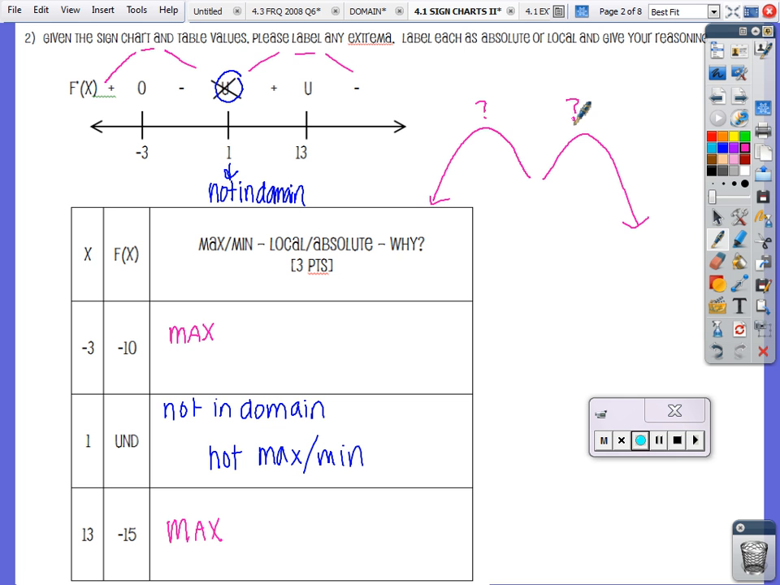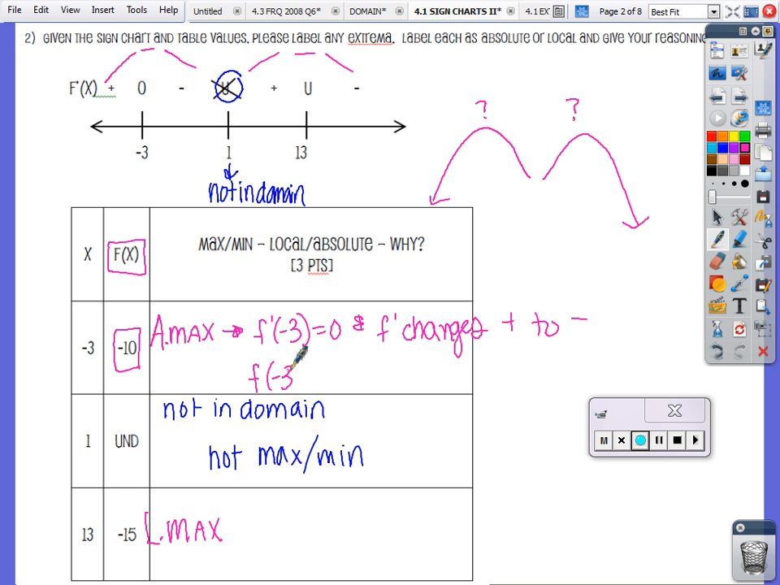Now, because I gave you the y values for f of x, the absolute max would be the bigger, and that would be this one here. So this is my absolute max because negative 10 is bigger. This is my local max because negative 15 is smaller. So reasoning would be f prime of negative 3 is equal to 0, and f prime changes plus to minus. f of negative 3 is bigger than f of 13. That's why it's the absolute.